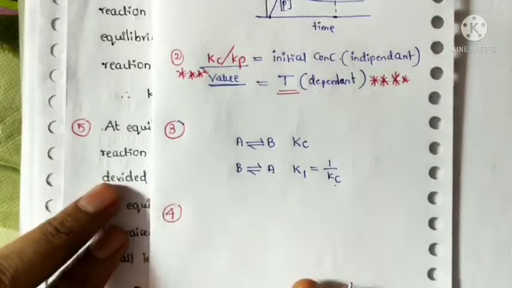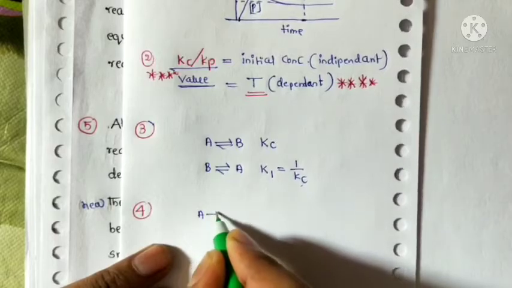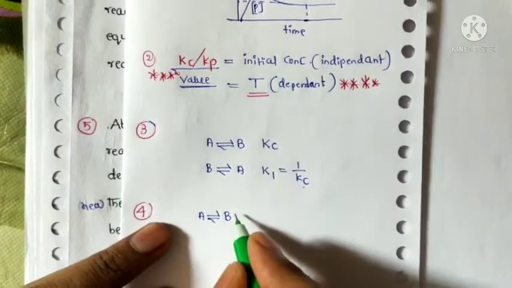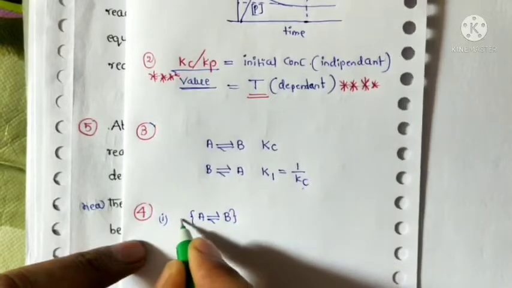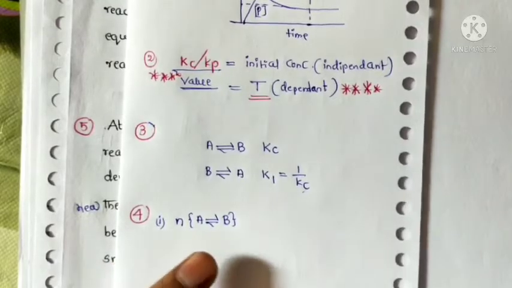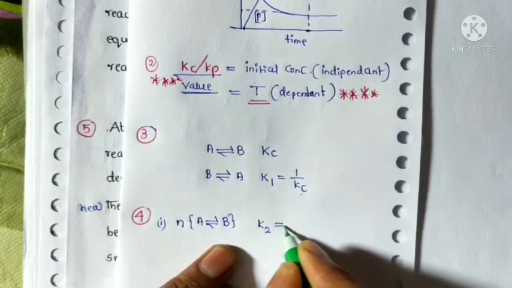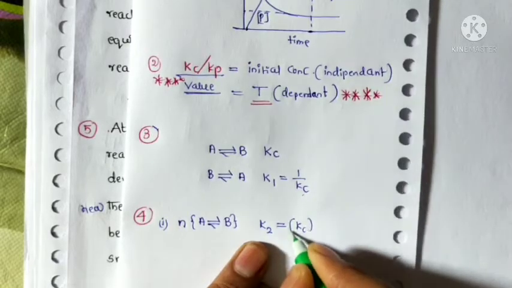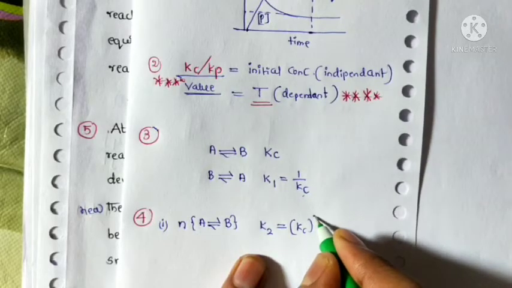For example, a chemical reaction equation. First, it is multiplied by n. So having a new equilibrium constant, then the new equilibrium constant is exactly equal to the equilibrium constant raised to the power equal to the small integer.